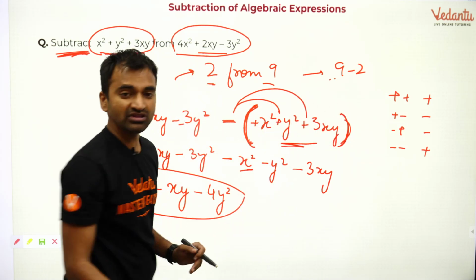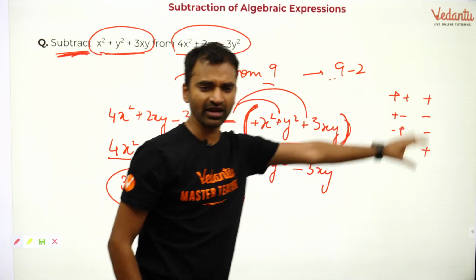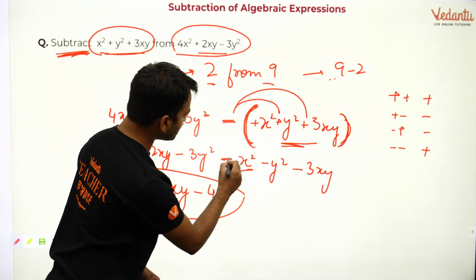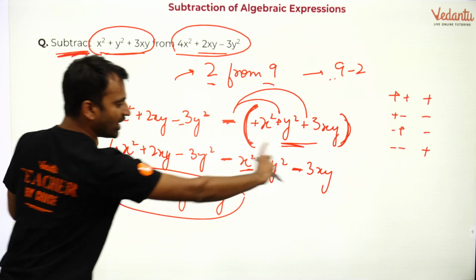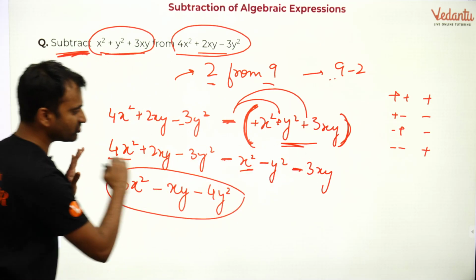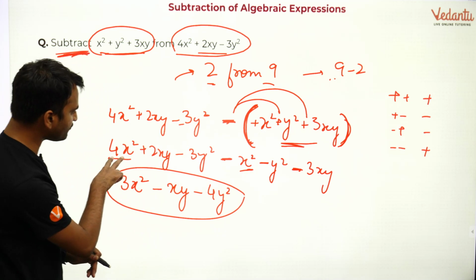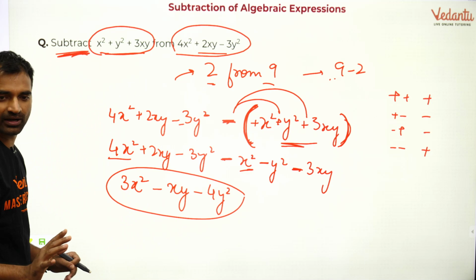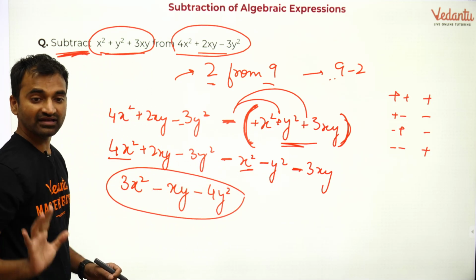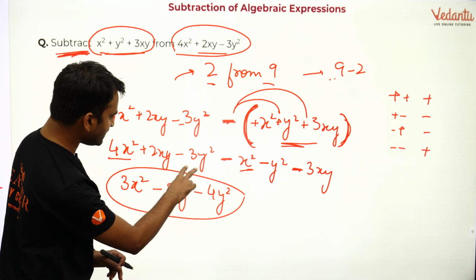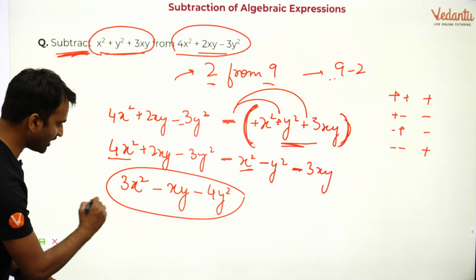Now, once you open the bracket, what happens? Plus plus will be plus, plus minus is minus, you know this part, right? So plus minus is minus, again plus minus is minus, and again plus minus is minus. Now this is one big expression. Simplify this expression. How do you simplify this? I have 4x square minus x square gives me 3x square, right? I have plus 2xy minus 3xy, I will get minus xy. Minus 3y square minus y square gives me minus 4y square, right? So this is the final answer.